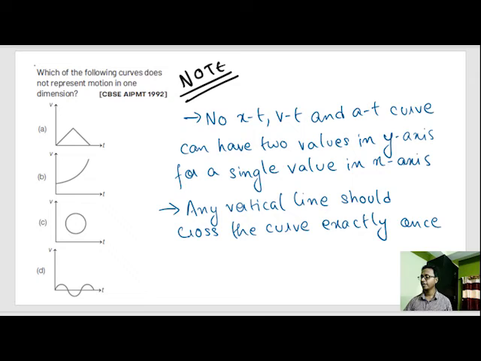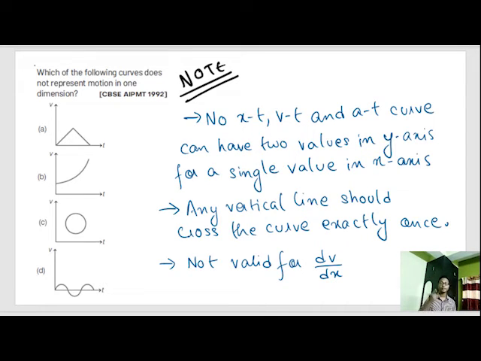That means if any vertical line is crossing more than 2 times, that means the curve is not valid. And point number 3, this equation is only valid for x(t), v(t) and a(t), not valid for a dv by dx curve. You remember the acceleration is also given by v dv by dx. So this logic is not applicable for dv by dx graph.